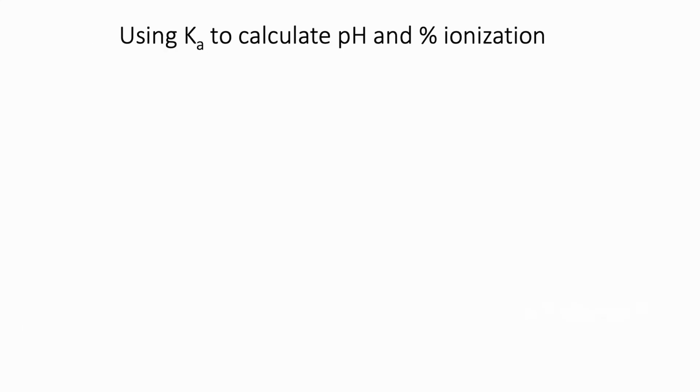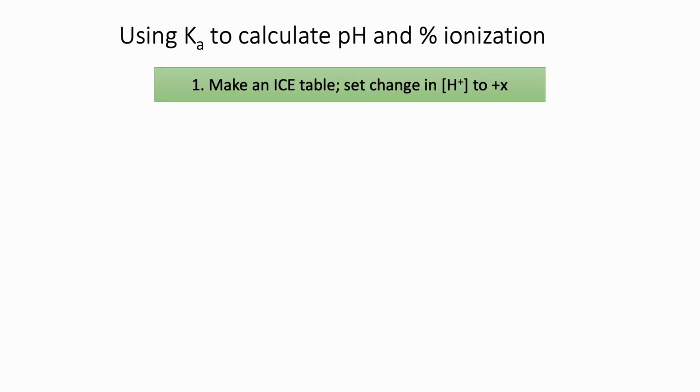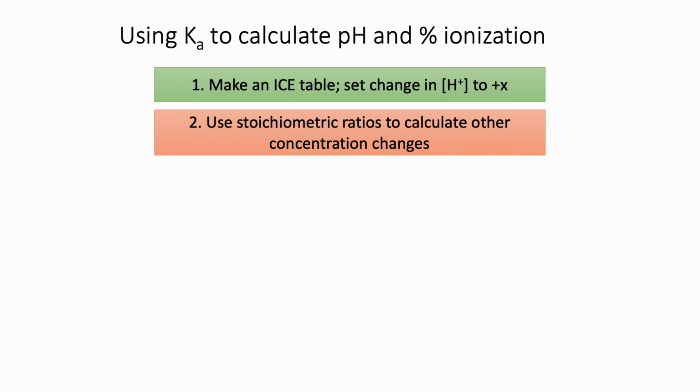We can take our Ka value and use it to calculate percent ionization. In this case, we're going to calculate both the pH, which we've done before, and the percent ionization, and you will see that they follow similar tracks. So we're going to start with our ICE table, plugging in the initial concentrations, and then we set the change in H plus to X, as we did when we were calculating pH.